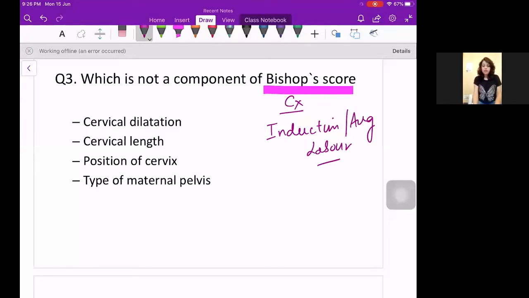The components in the Bishop score include cervical dilatation, cervical length, position of the cervix, consistency of the cervix, and station of the presenting part. So maternal pelvis is not included in the Bishop's score. There are 2 things.